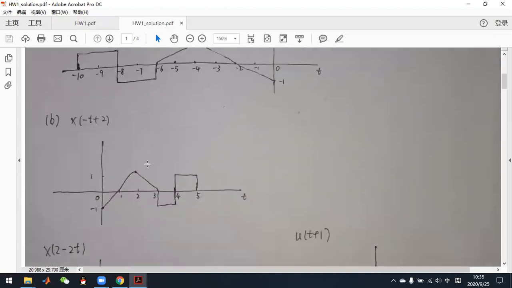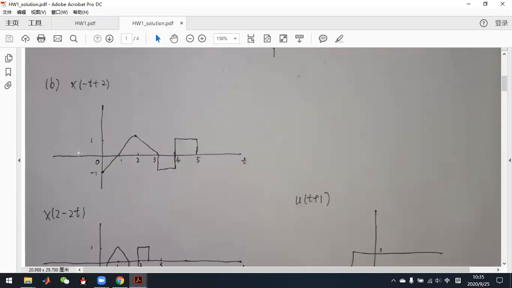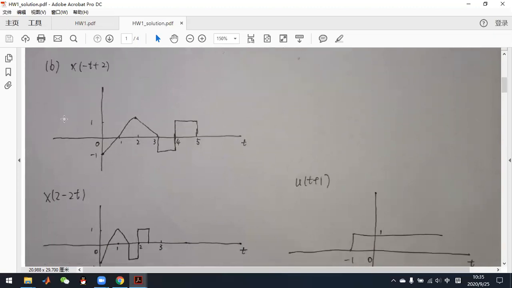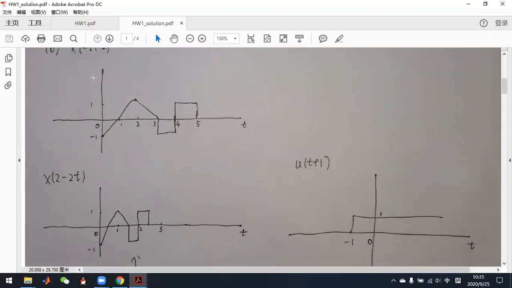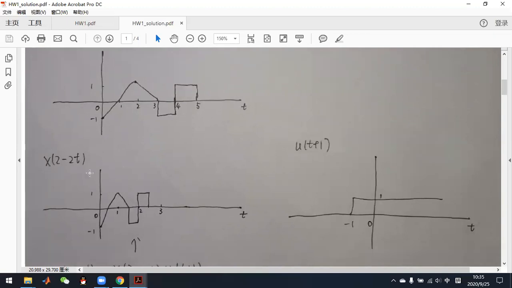And next, we need a time scaling from x of 2 minus t to x of 2 minus 2t. We compress the signal to 1/2. So we have this figure. And this is x of 2 minus 2t, and this is the u of t plus 1. It is just the time shift of the u of t. We shift the u of t to the left by 1 unit, and we obtain this figure.